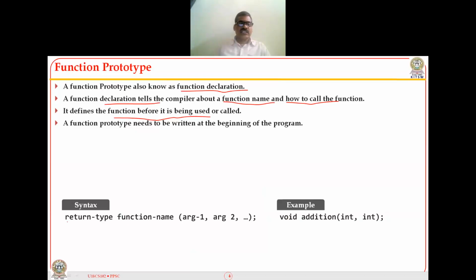The syntax is: return type, function name, optionally argument 1, argument 2, then a semicolon. An example is void addition(int, int). Here addition is the function name, taking two integer parameters and returning nothing, void.